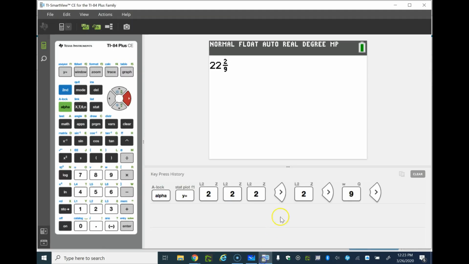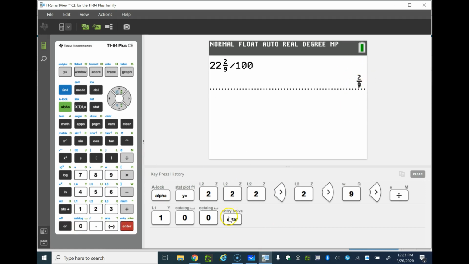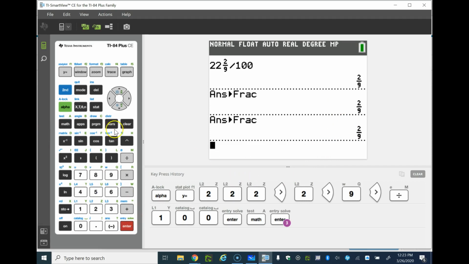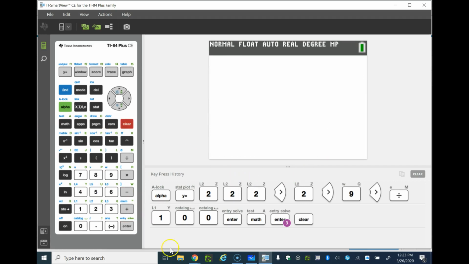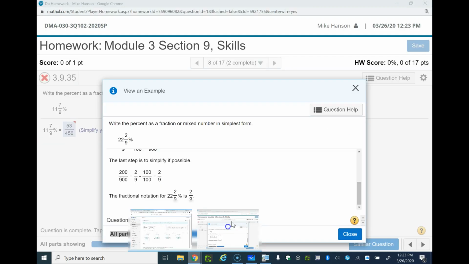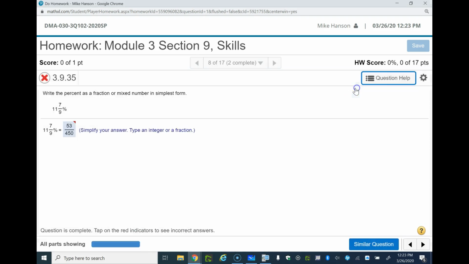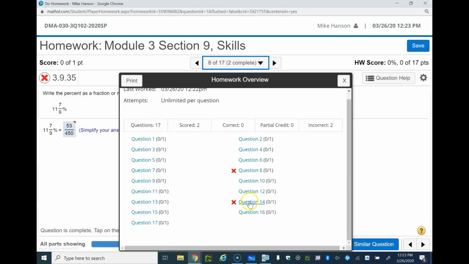So let's go back to our calculator and divide it by 100. Enter, and here we get 2/9. If it came up as a decimal, remember, hit math, enter, and it will change it to a fraction for you. So let's do another example. Let's go to number 14.